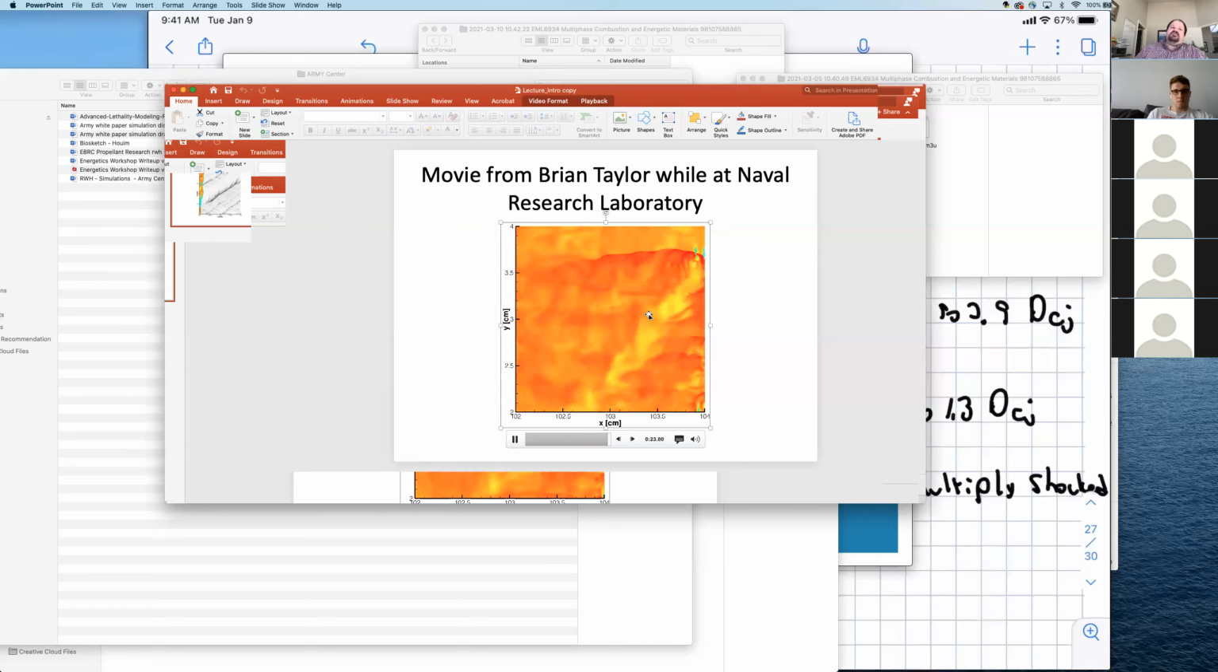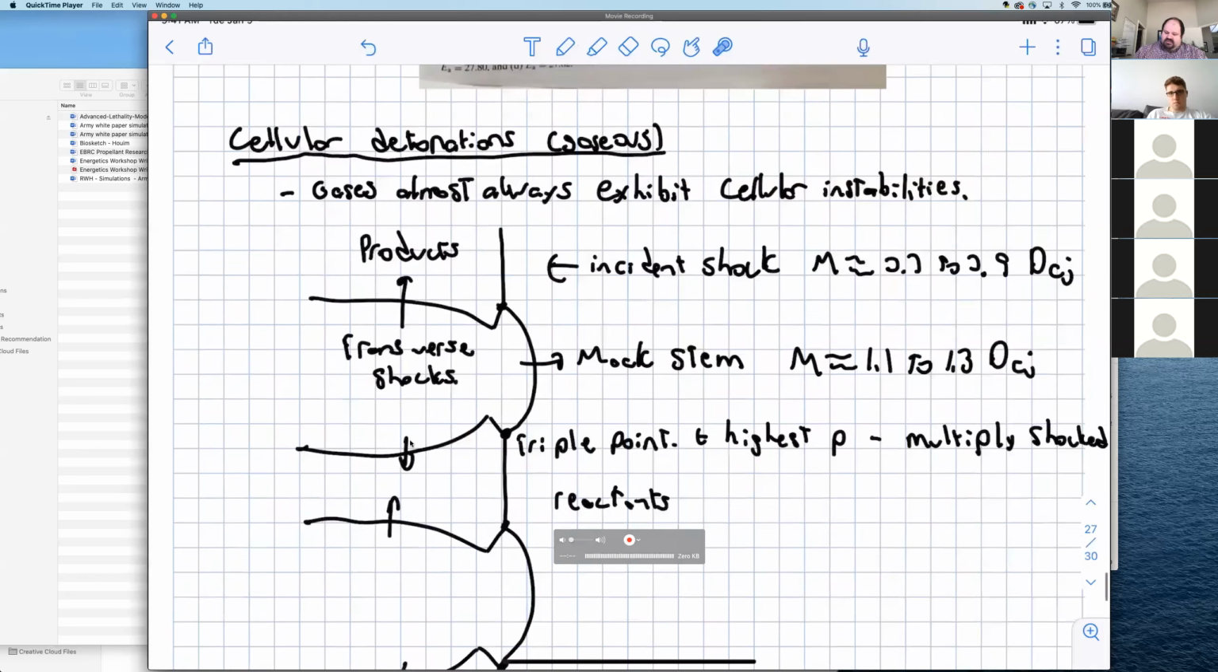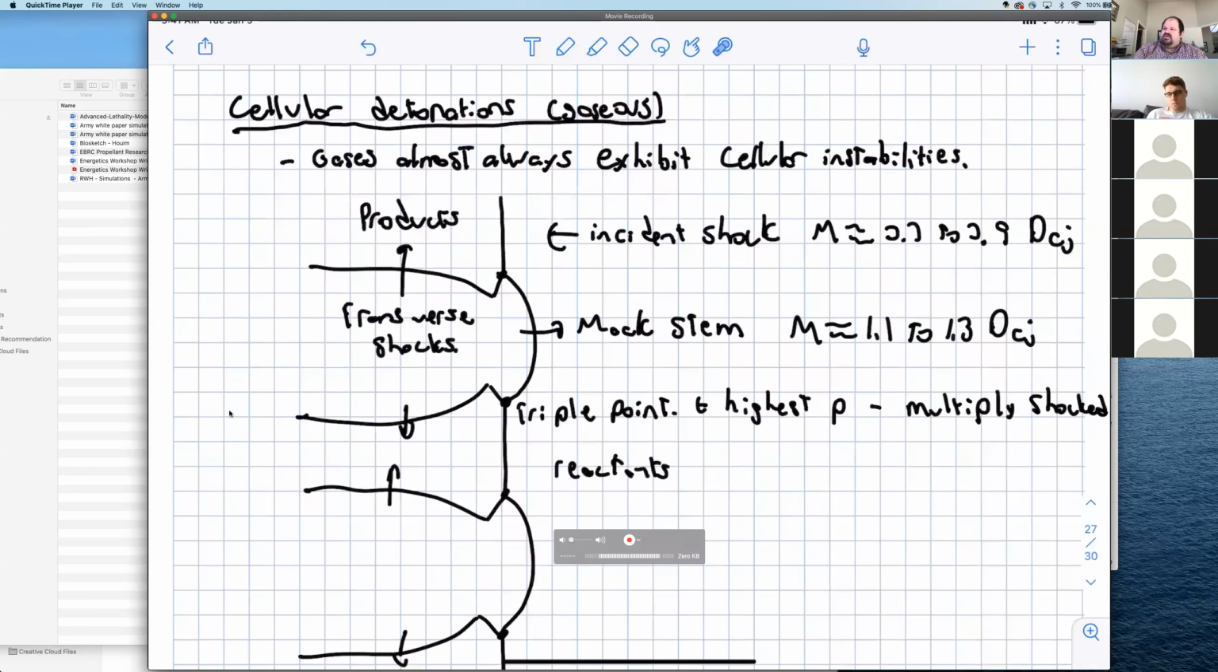But for gases, this is extremely important to the propagation of a detonation. It's not an interesting factoid. It is crucial to their propagation. Okay, so let me get this back up. And so gases almost always exhibit these cellular instabilities.